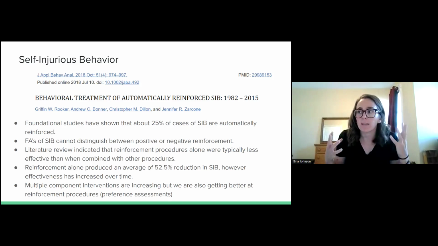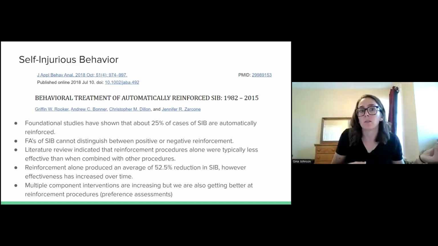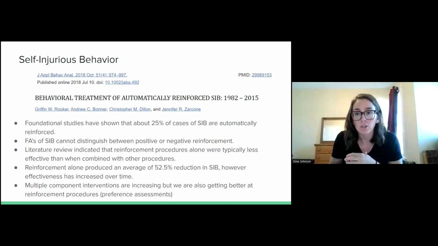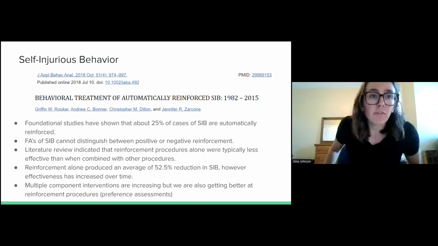I think we get stuck on a single intervention mindset of, well, we're doing this reinforcement procedure, we're doing a DRO, and it's like, okay, but can we also do an NCR on top of that? What if we added a response cost? So this idea of more complex treatment packages when you have those tricky behaviors that are more difficult to treat.